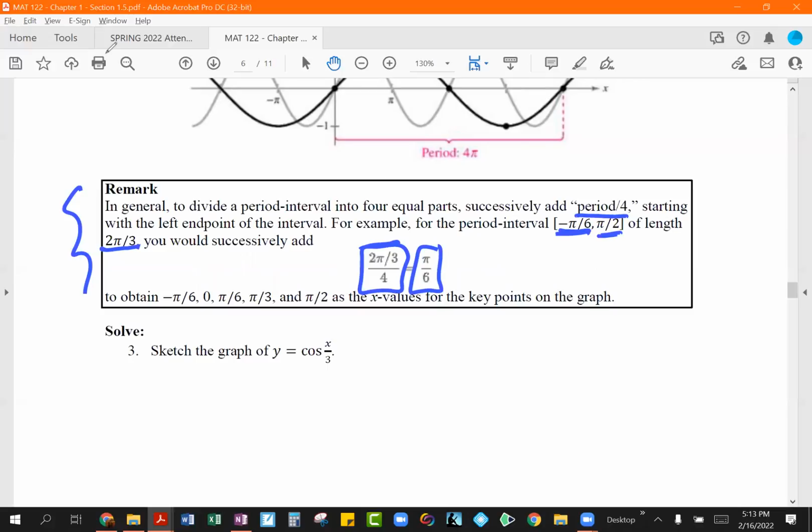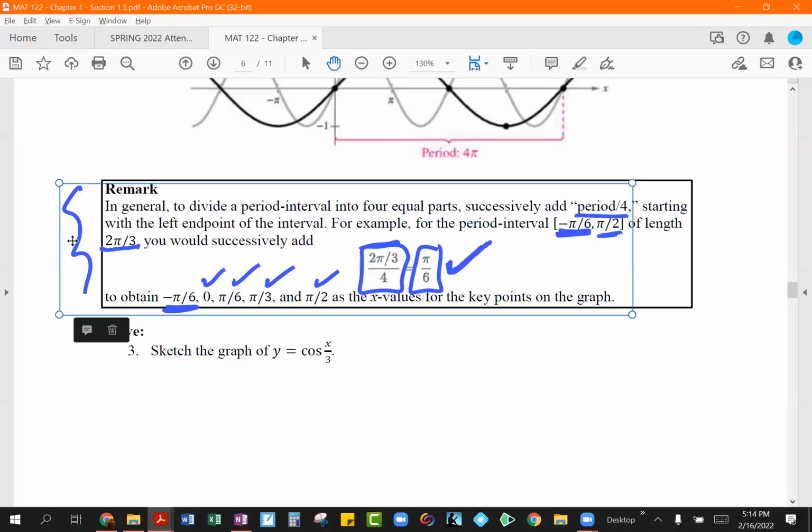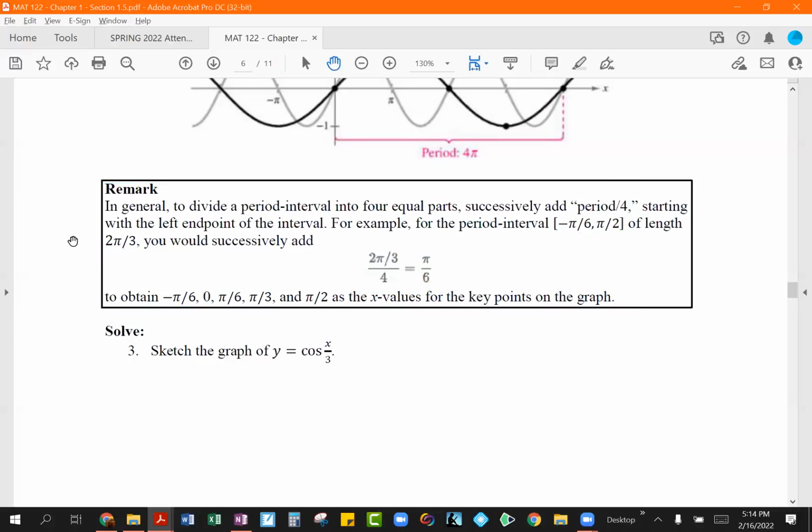So then your interval starts at the left end point. You're going from negative pi over 6, and then keep adding pi over 6 till you get your 5 key points. That'll land you at 0, pi over 6, pi over 3, and pi half. So this is actually making your period a lot smaller. It's not making it larger. So just a nice remark, like I said, to help you remember how these calculations work out. Just make a note of that.